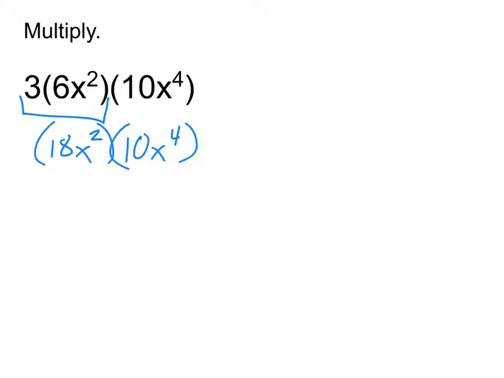So 18 times 10, remember anytime you multiply by 10, that means just add a 0 to the end. So 18 times 10 is 180. And then x squared times x to the 4th gives me x to the 6th power. And that's going to be our final answer.